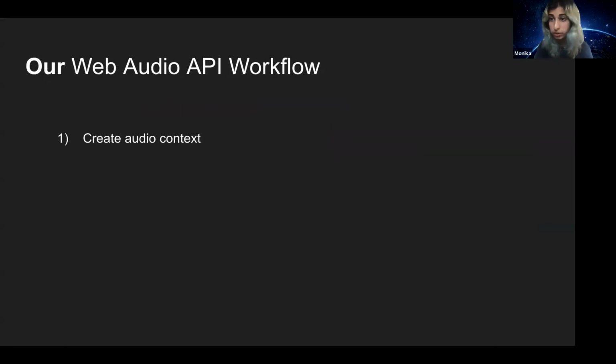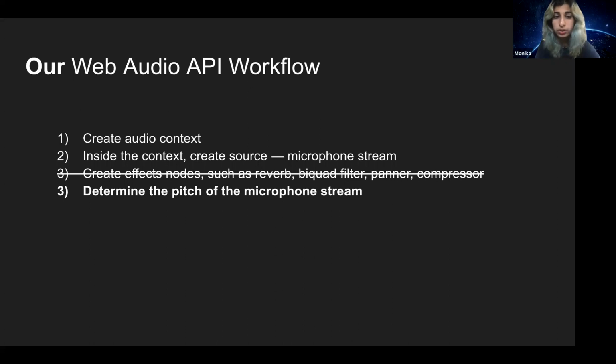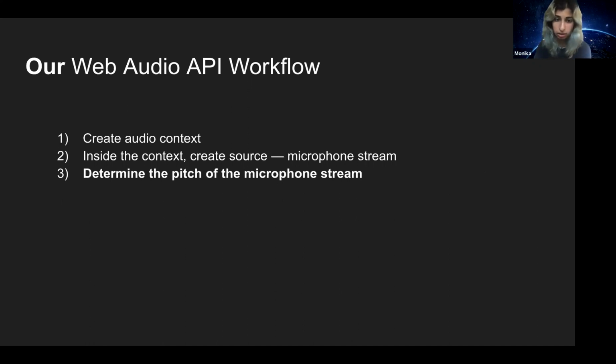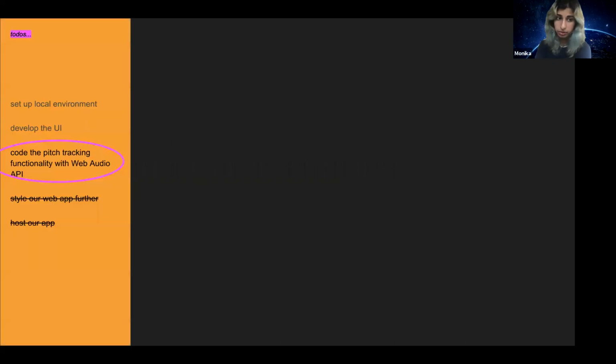Our workflow is really similar, but slightly different. We're going to create the audio context, just the same. Inside the context, create the source. That source is going to be our microphone stream. We're going to create effects nodes. Oh, we're not going to do this actually. We're not actually going to make an effects node, but we are going to create an analyzer node in between the input and the output to determine the pitch of the microphone stream. And that's it. Those are our steps.